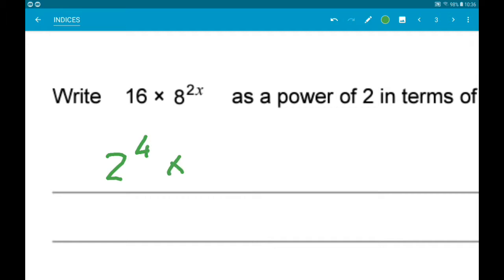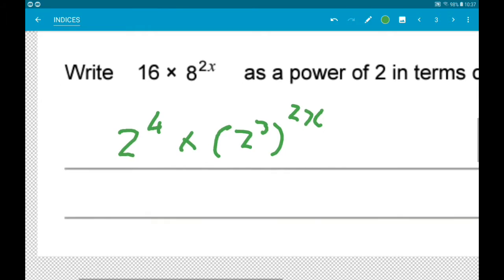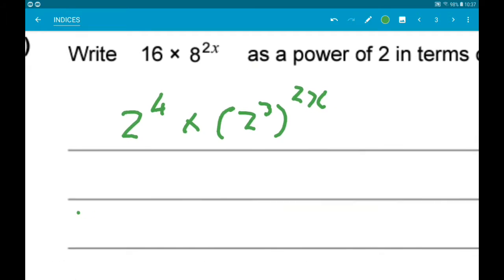times, okay, so here we have 8 to the power of 2x. Now we need to write 8 as a power of 2. Now 8 is 2 cubed. So 8 to the power of 2x we can write as 2 cubed to the power of 2x. Okay, so now we have 2 to the power 4 times, now when indices are separated by brackets, they multiply together, so 3 times 2x is 6x. So we have 2 to the power 6x.